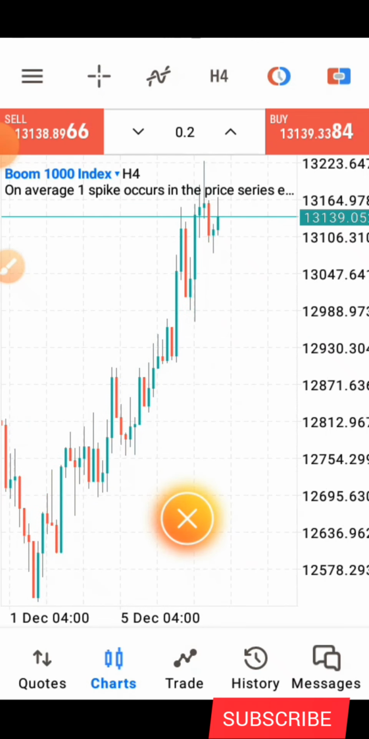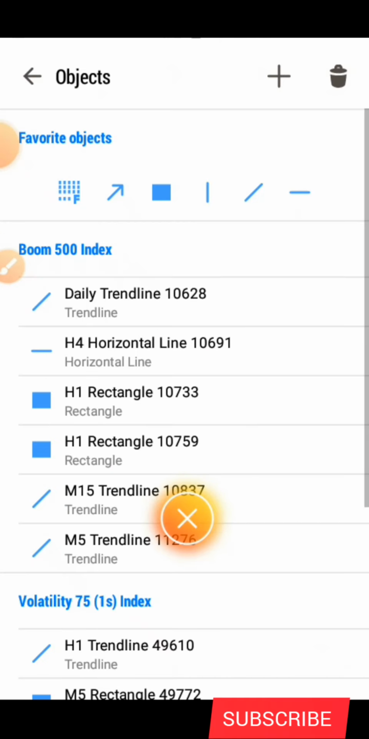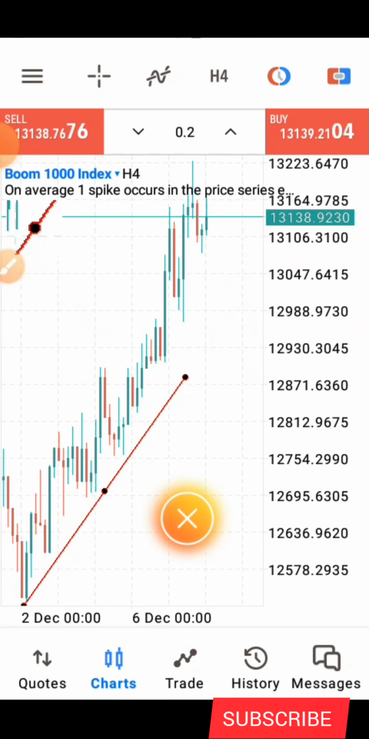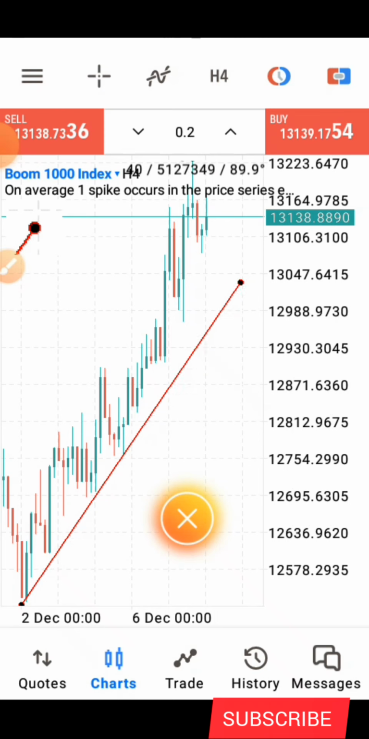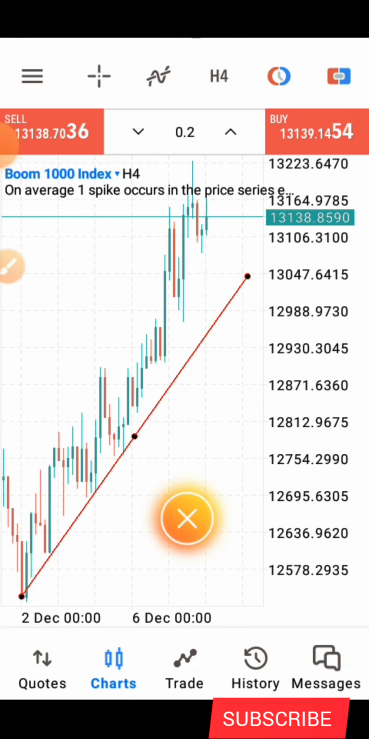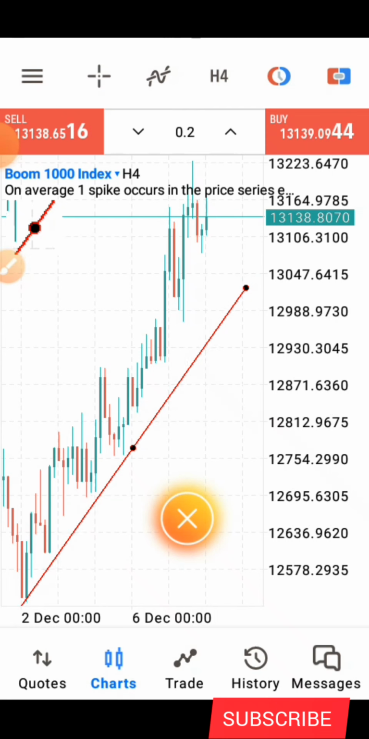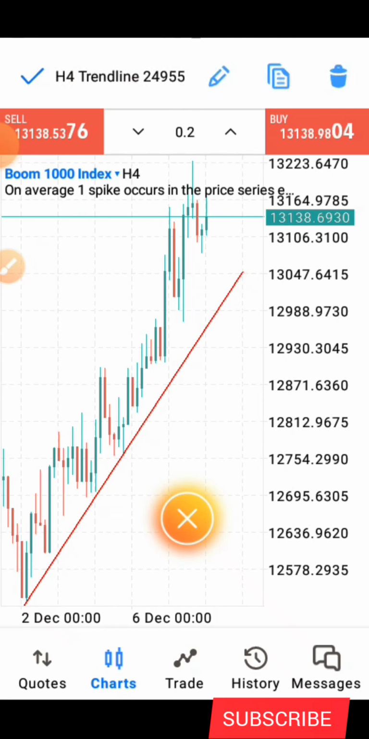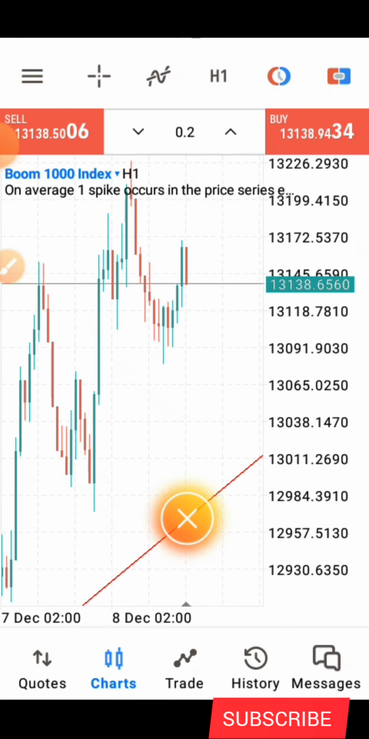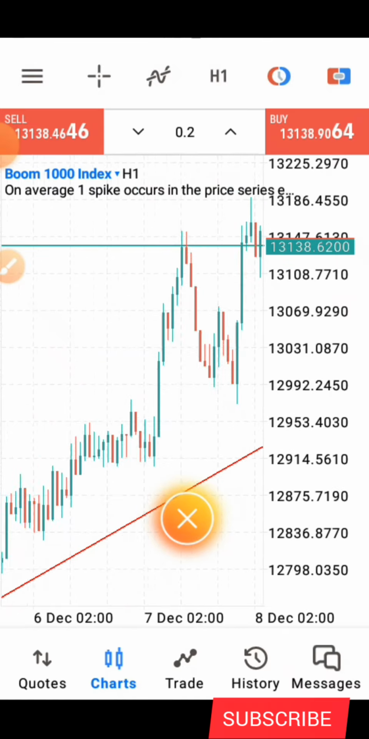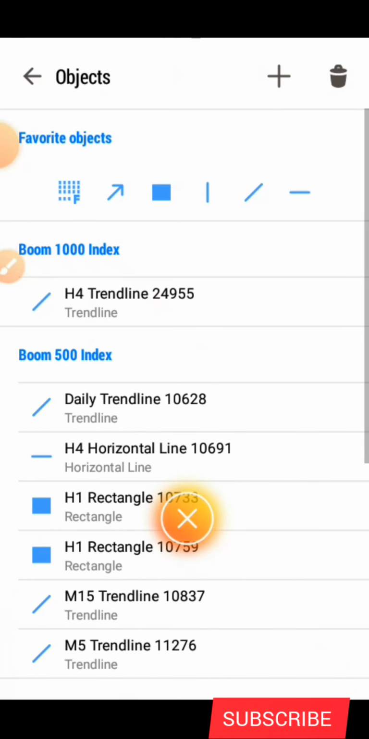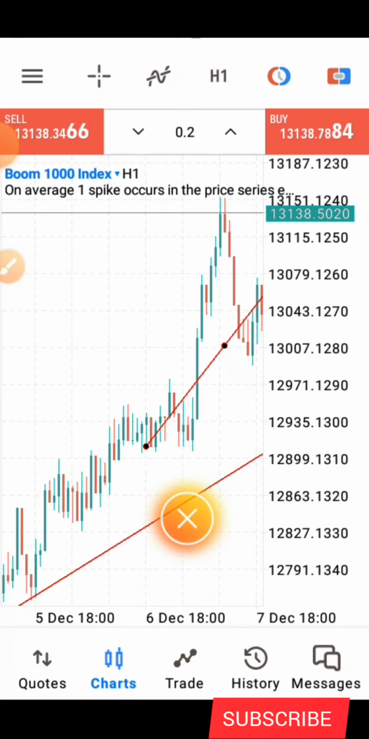Here on the 4-hour time frame, I'll try to identify the trend using a trend line. As you can see, this is indicating an uptrend. After knowing the trend, I will step down to the 1 hour time frame to see what's going on down here. As you can see, price went a little deeper, so I'll try as much as possible to follow price closely.